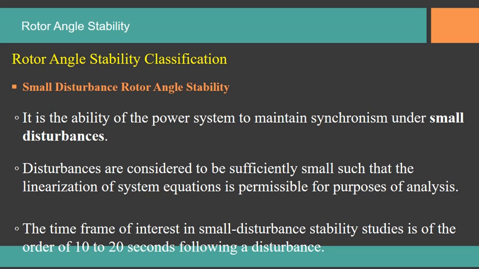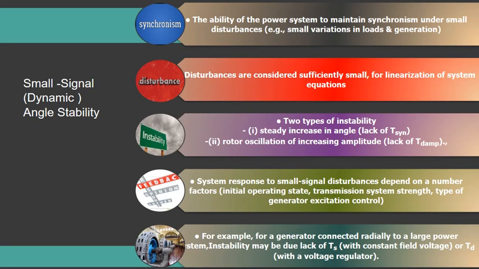So this you can see here. Here it has been given more precisely. What is synchronism? The ability of the power system to maintain synchronism under small disturbance. The disturbance may be small variations in load and generation. We know the load is dynamic. Always load is not in our hands. Someone can switch the fan, someone can switch the light, someone can switch the ACs. It is not in our control, it is dynamic due to small variations in the load.